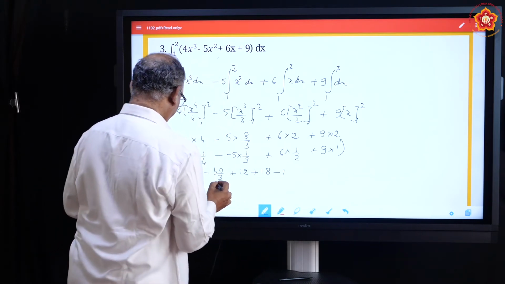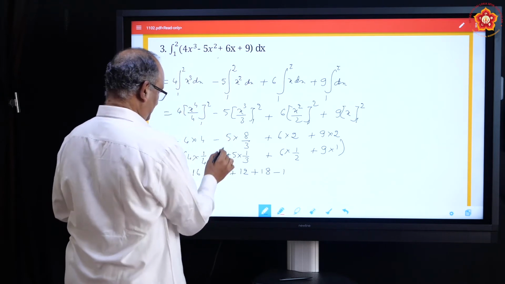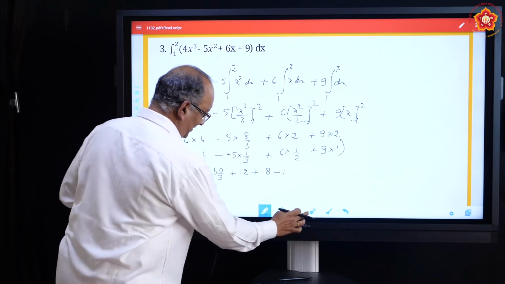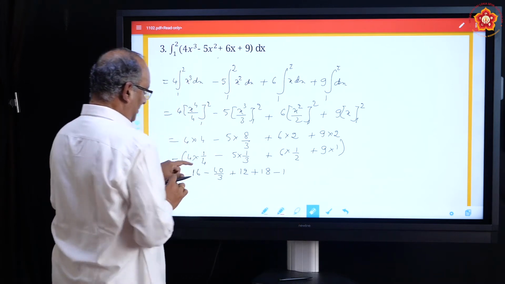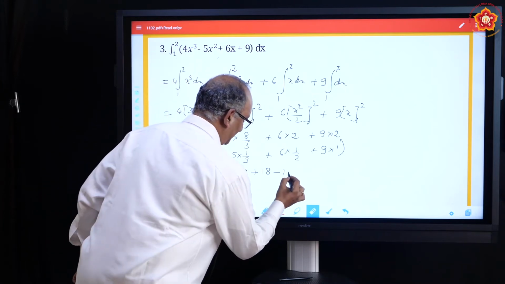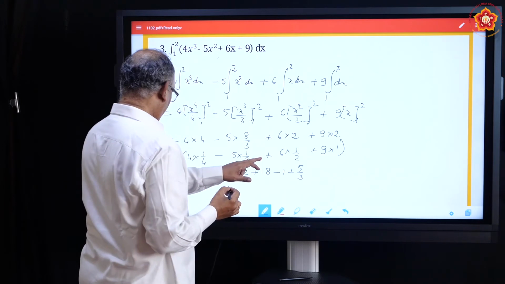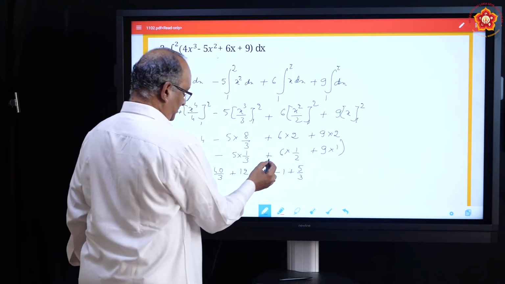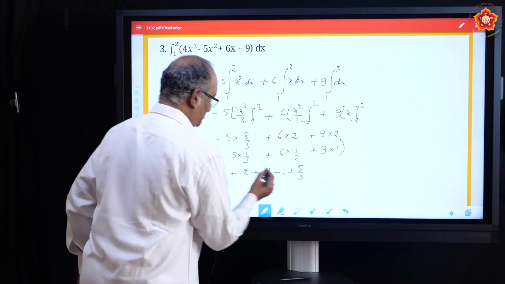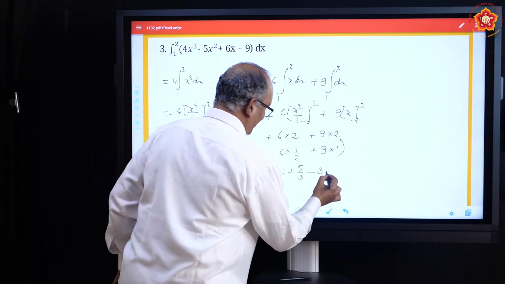And this will become minus, we have already written there. Minus is already there, so minus of minus it will become plus 5 by 3. Six, it will get cancelled 3 times, so minus 3 and minus 9.